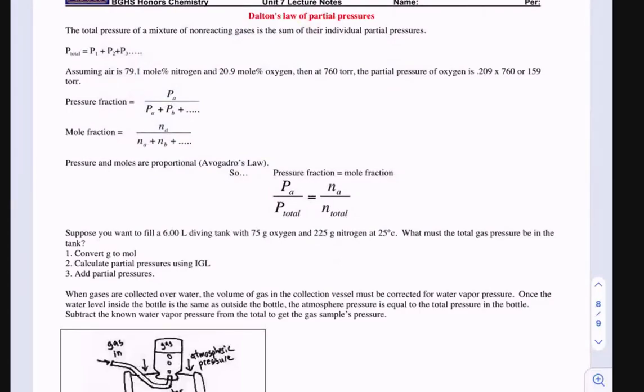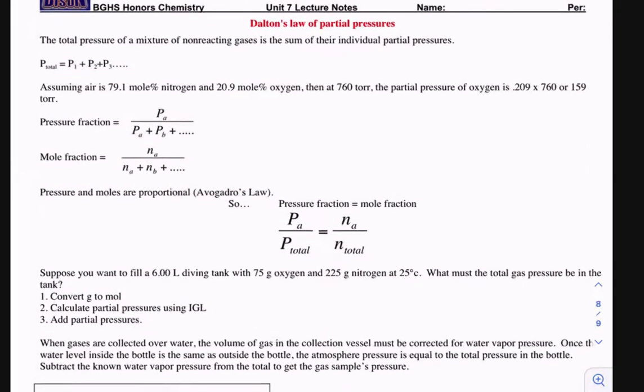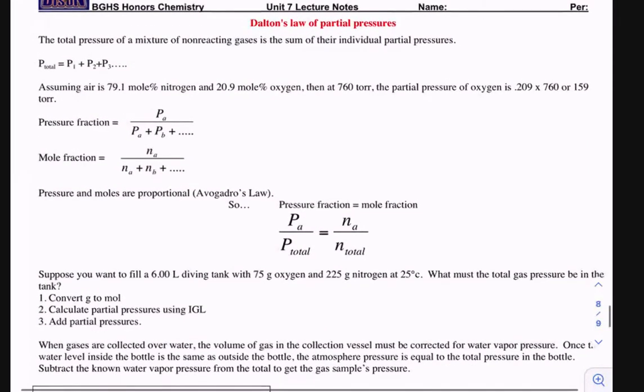So, partial pressures, Dalton's law of partial pressures. It's kind of a simple law. It's kind of silly that it's a law, because all it says is that when you have a mixture of gases, and that's assuming that they don't react with each other, hence non-reacting, the sum of their individual pressures equals the total pressure.